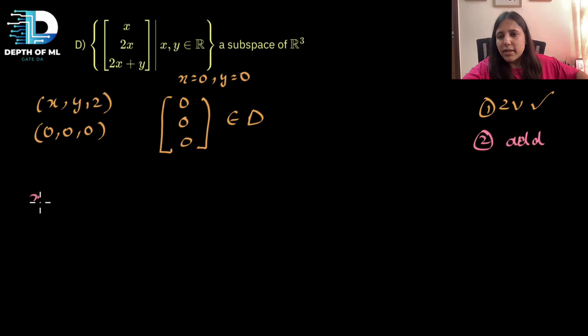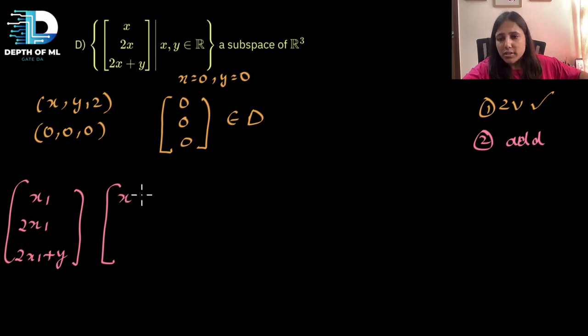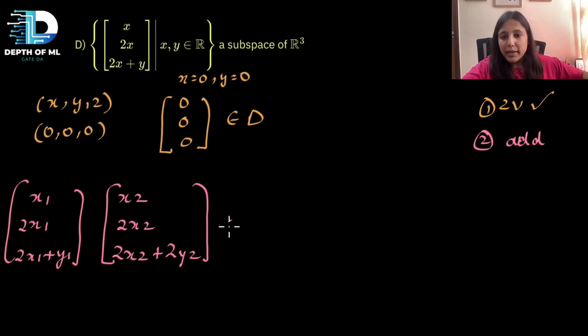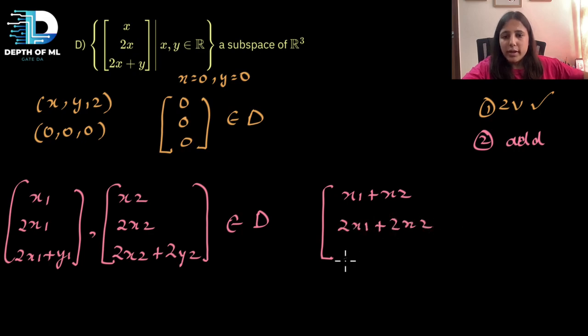So I'll take two vectors. I'll take x1, 2x1 and 2x1 plus y. I'll take these two vectors which belong to this set D, and I have to add them up. So they belong to D, and I have to see whether the sum also belongs to D. x1 plus x2, 2x1 plus 2x2, and I have 2x1 plus y1 plus 2x2 plus y2, right?